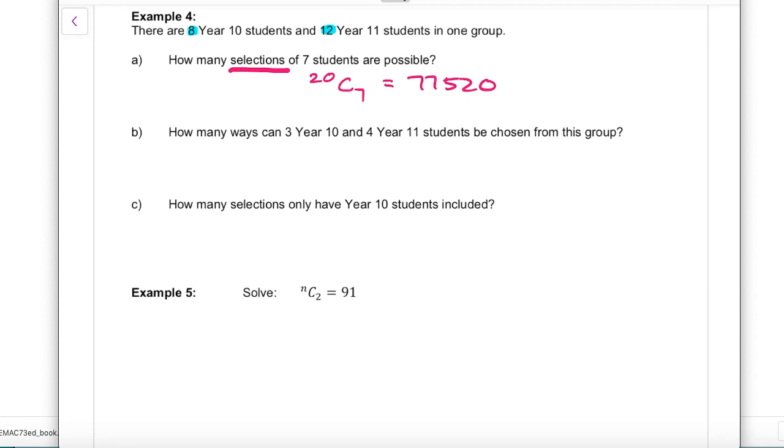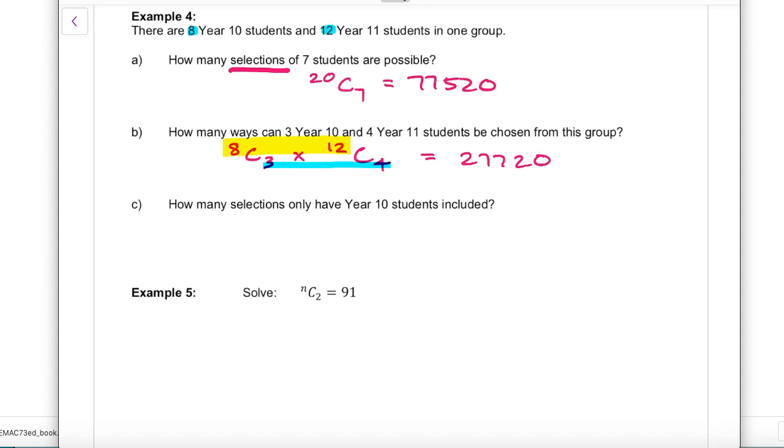So now we're going to consider each group. So we're going to say from the 8 Year 10s, we're going to choose 3, and from the 12 Year 11 students, we're going to choose 4. Now, as you can see across the top, these add to our 20 students, and across the bottom, these add to the 7 we want to choose. And we can work these out on our calculator to be 27,720.